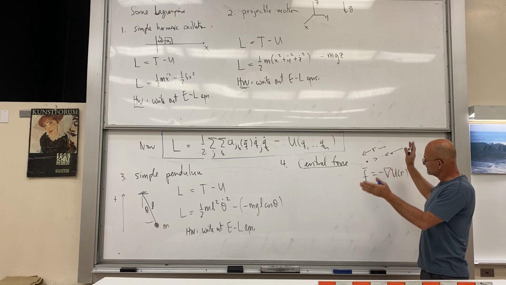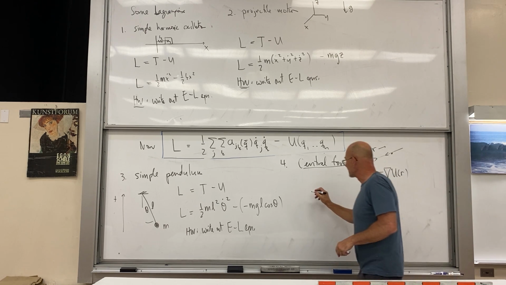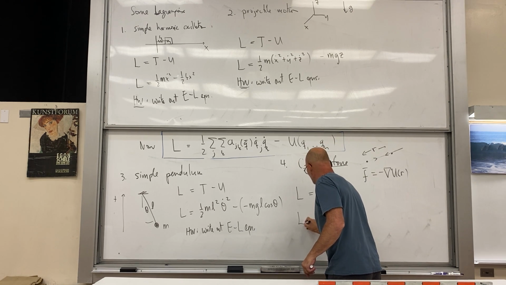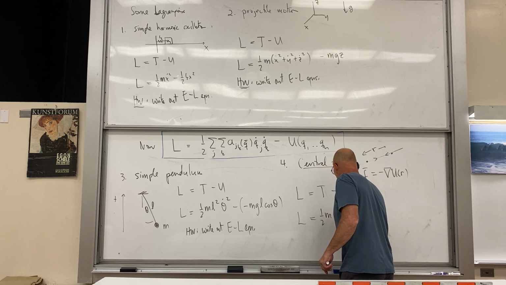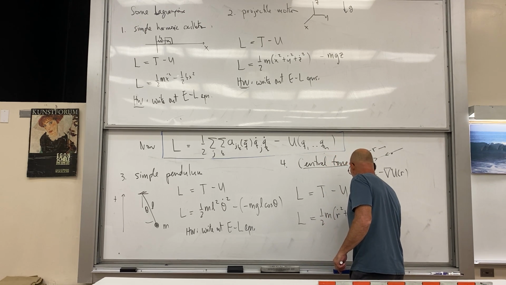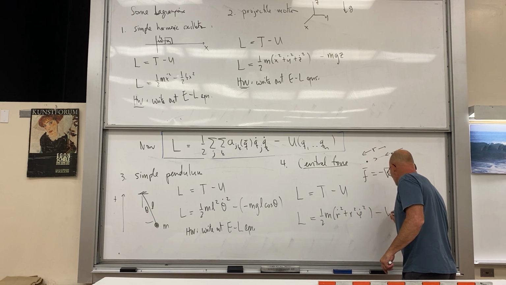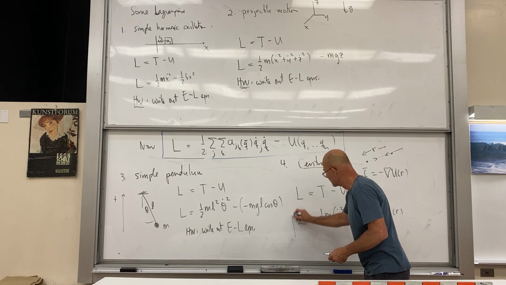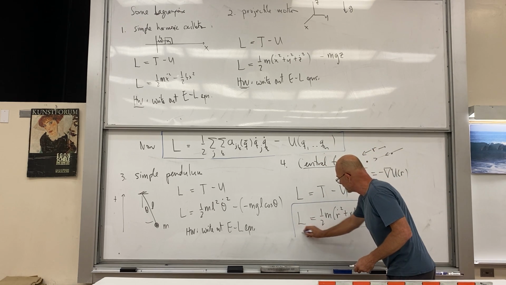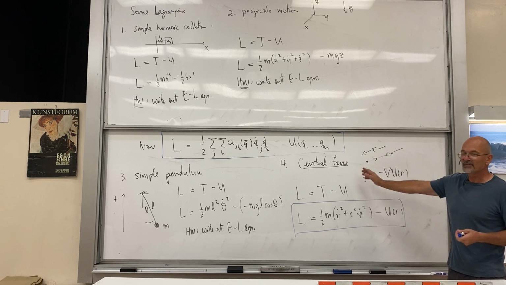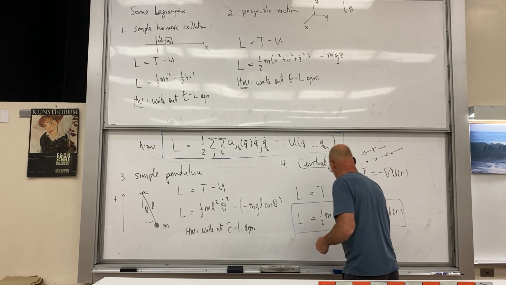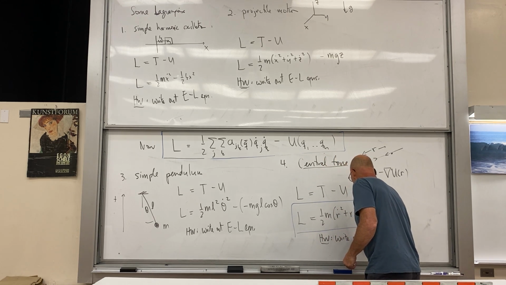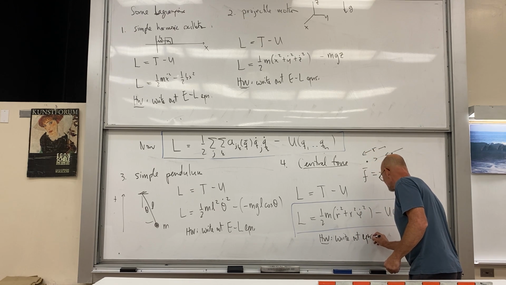And then after several steps, we'll get here, several more steps, we'll get here. L is equal to T minus U, 1/2 m R dot squared plus R squared phi dot squared, minus U of R. So that's your general central force Lagrangian. And we'll write out the equations of motion for this. Equations of motion.